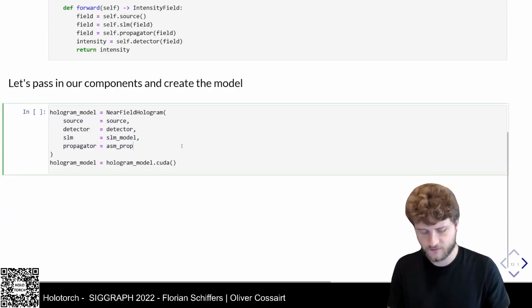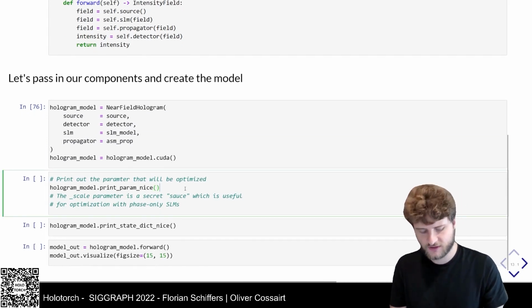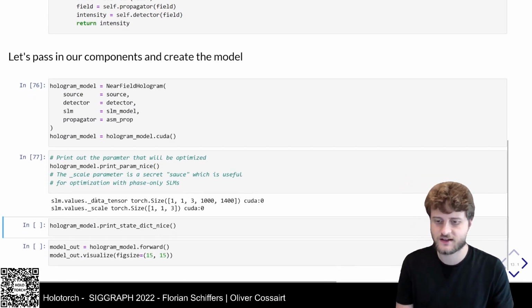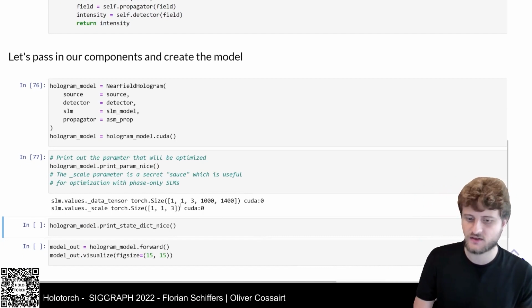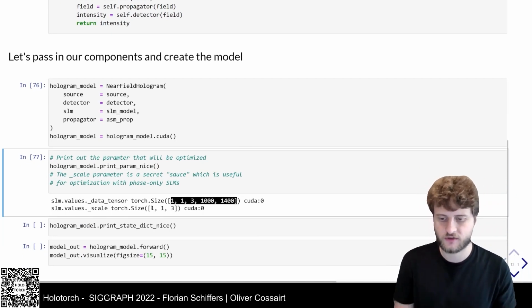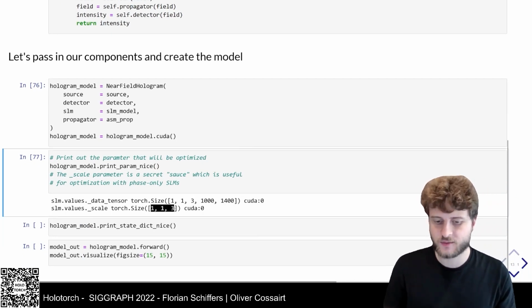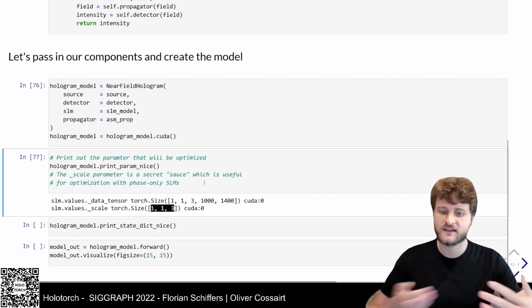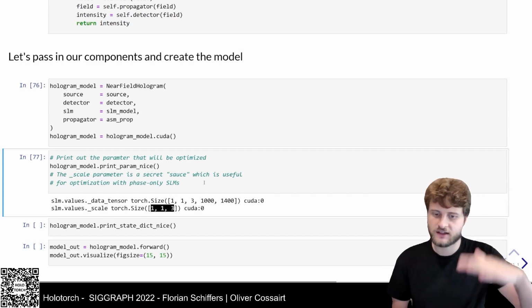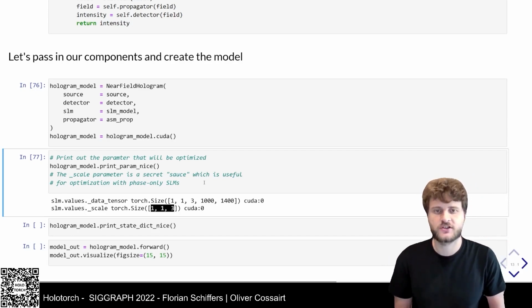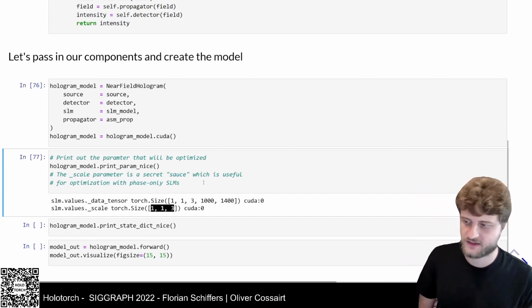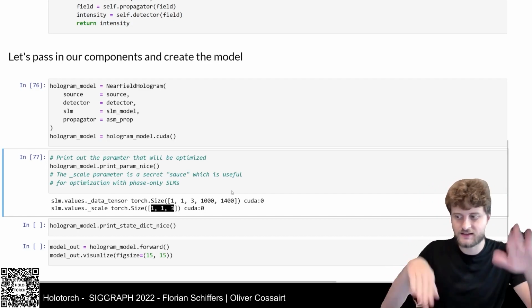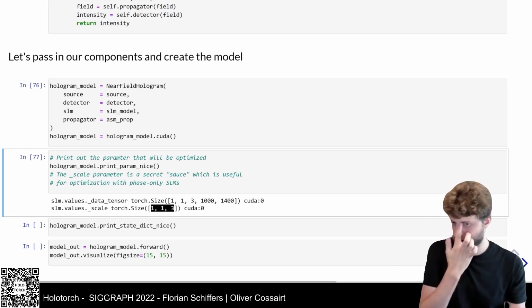So we're going to put these 4 things in. That's our hologram model. We can print, for example, the parameters. You can see here there's the data tensor. That's the SLM tensor. This 5-dimensional object that I've talked about before. And then we also have a scale variable, and that's because for phase-only optimization and gradient descent, it's more robust if you put a scale into the optimization approach, which makes your optimization a little bit more robust. This basically takes care that the intensities map well with the target that you're optimizing for.